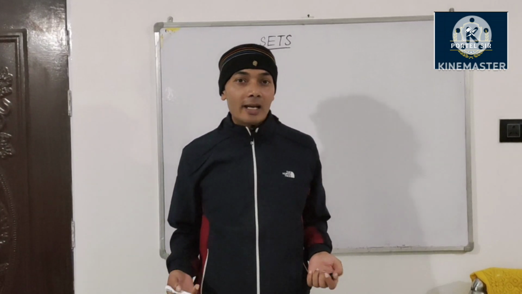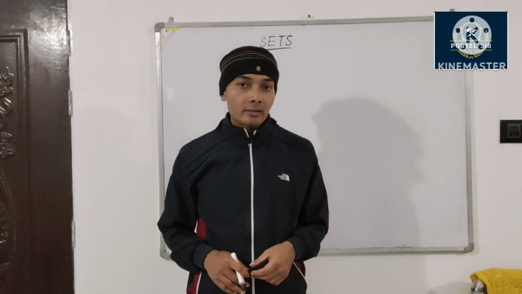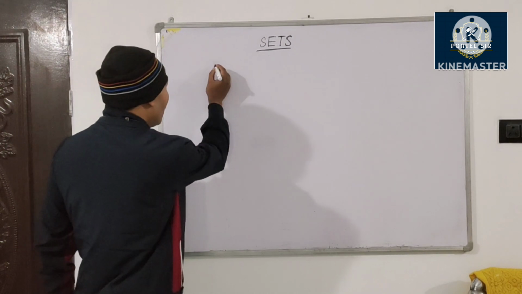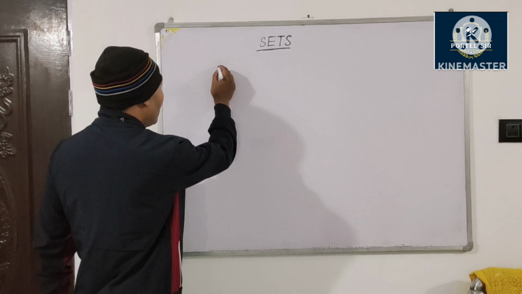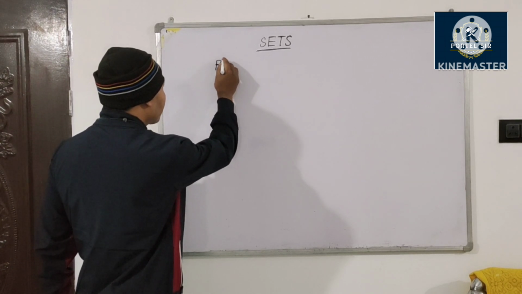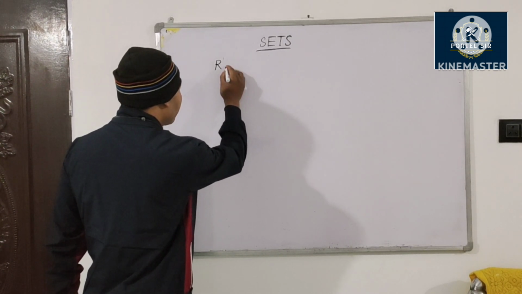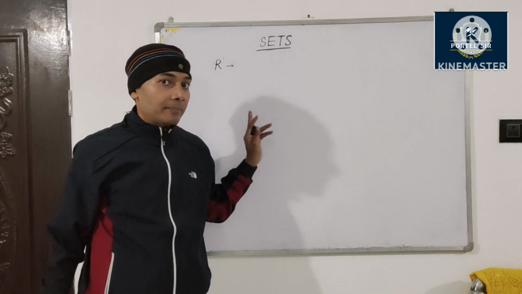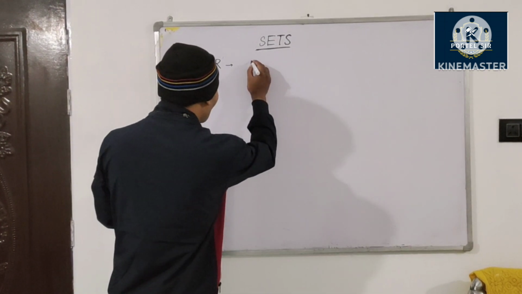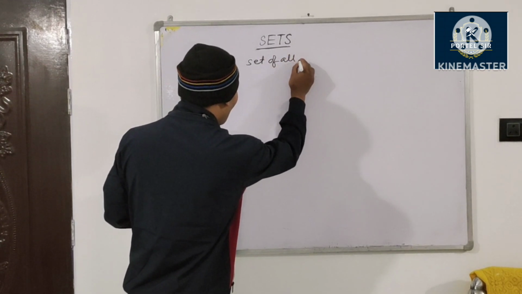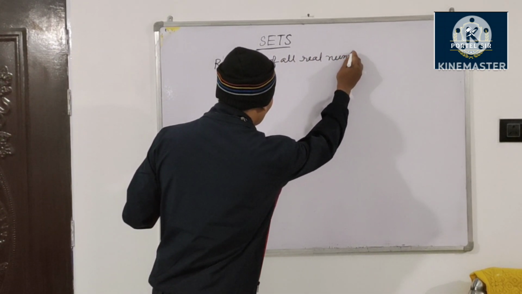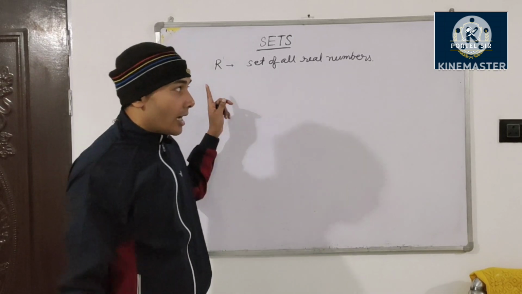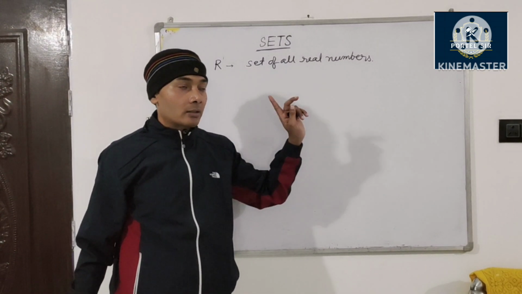Now students, I'll give you some standard sets in mathematics. Some examples of standard sets. See here, R. I told you sets are usually represented by what letter? A capital letter. So R means the set of all real numbers. Remember, this is fixed. In the whole of mathematics we use R for the set of real numbers.